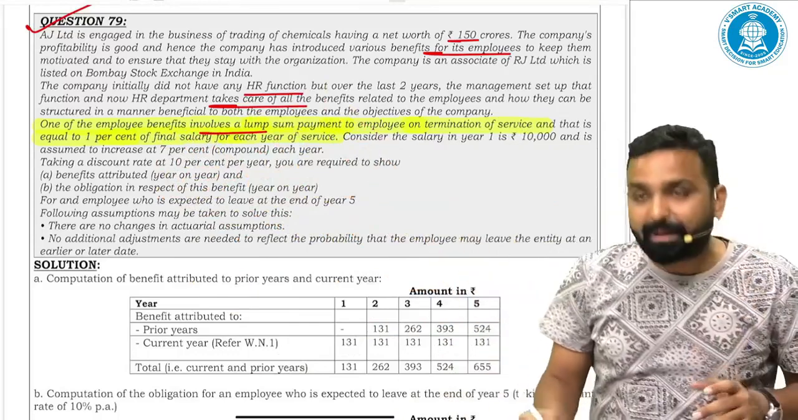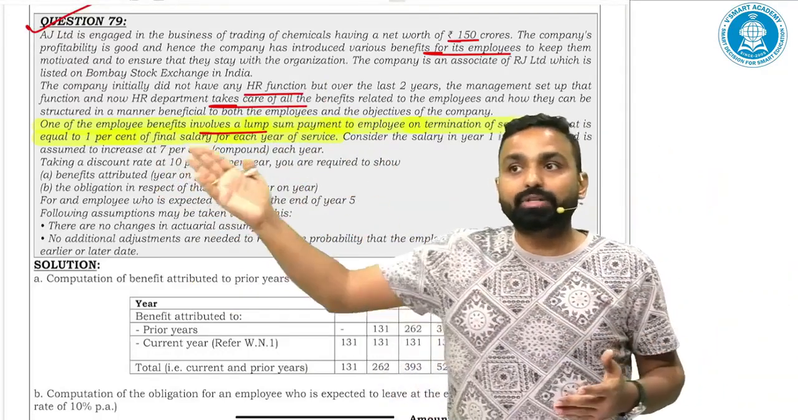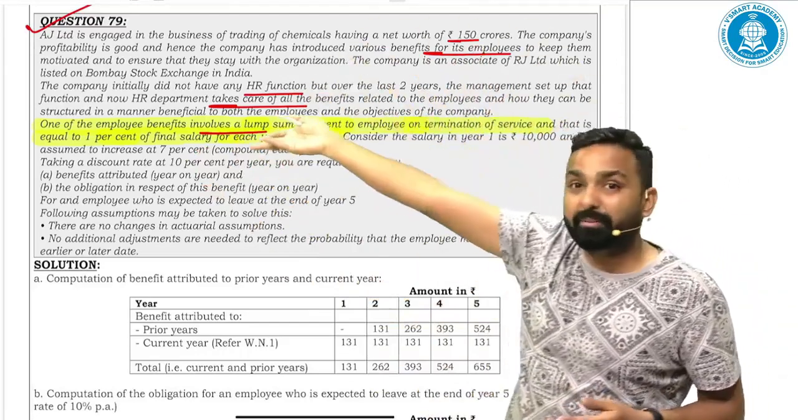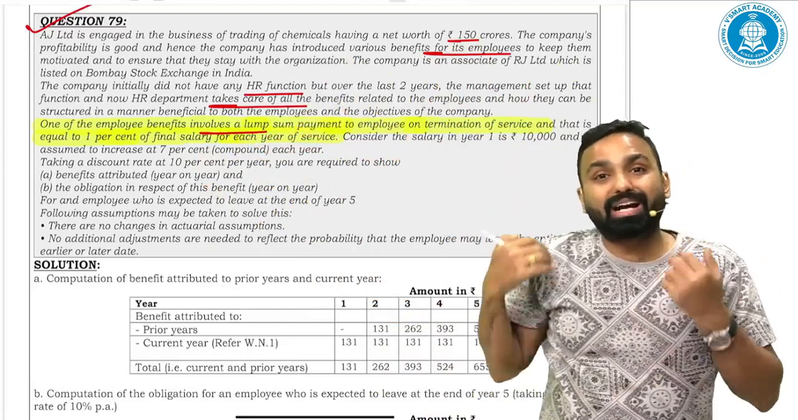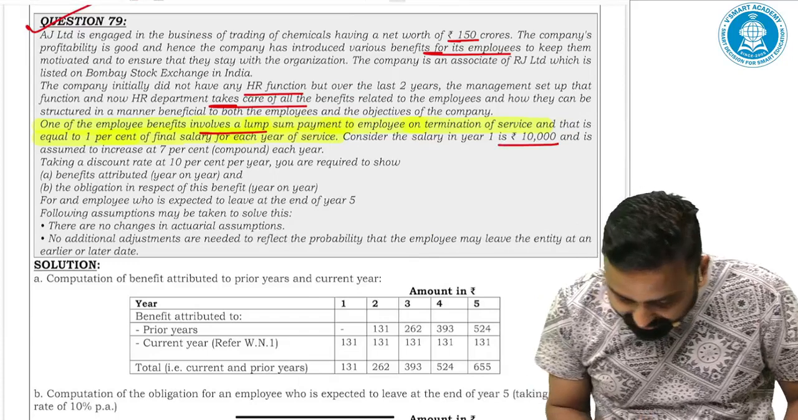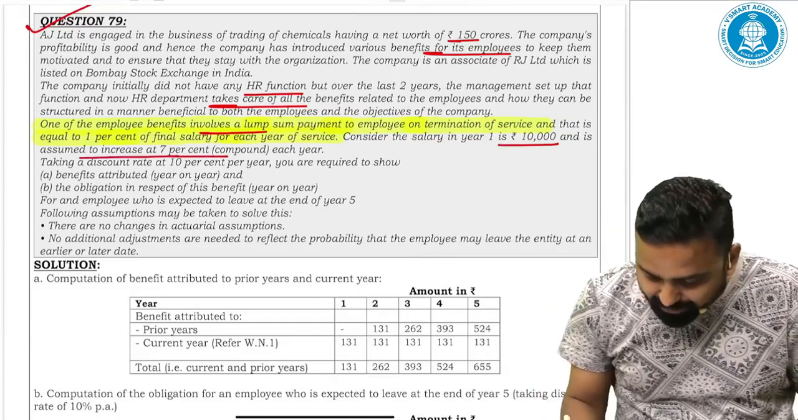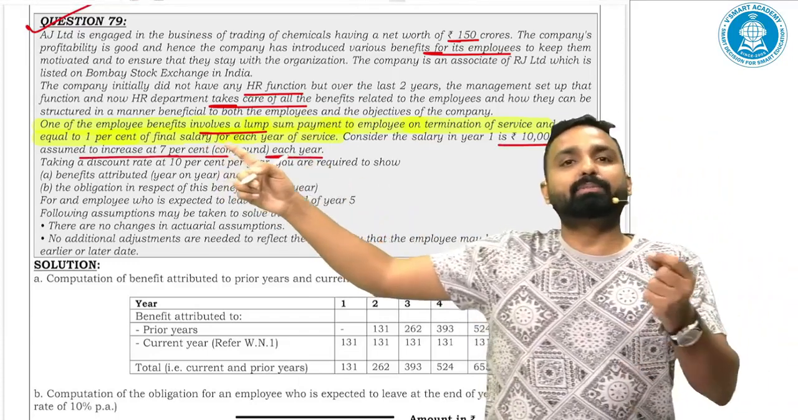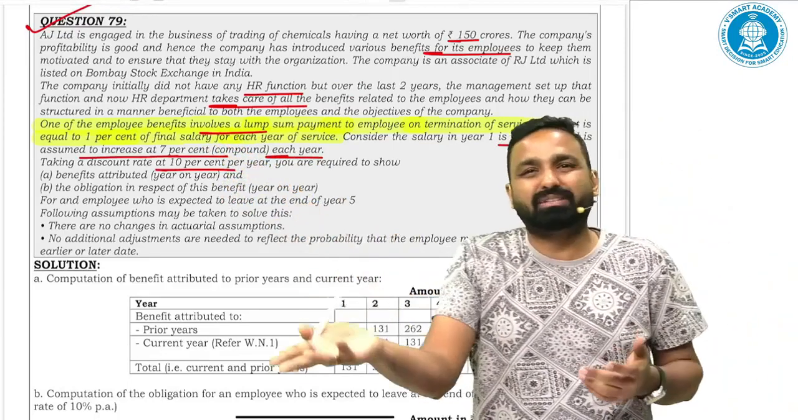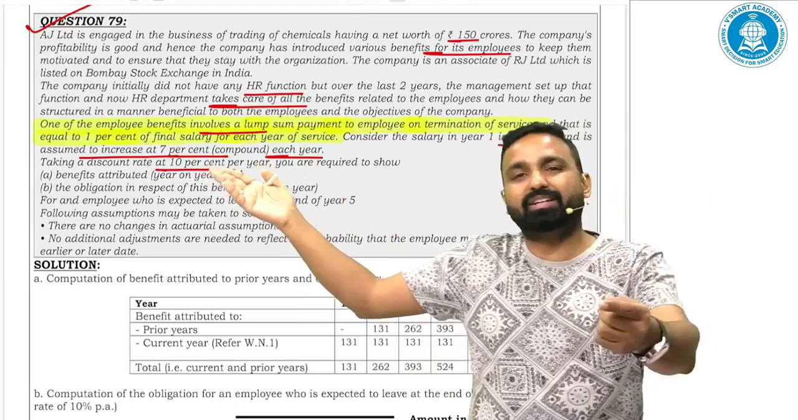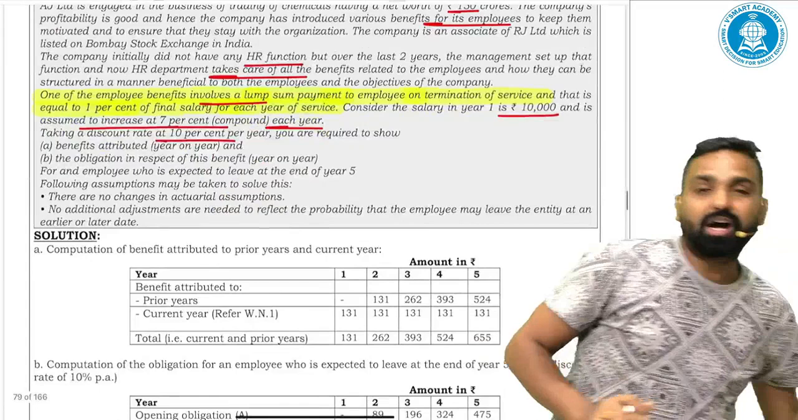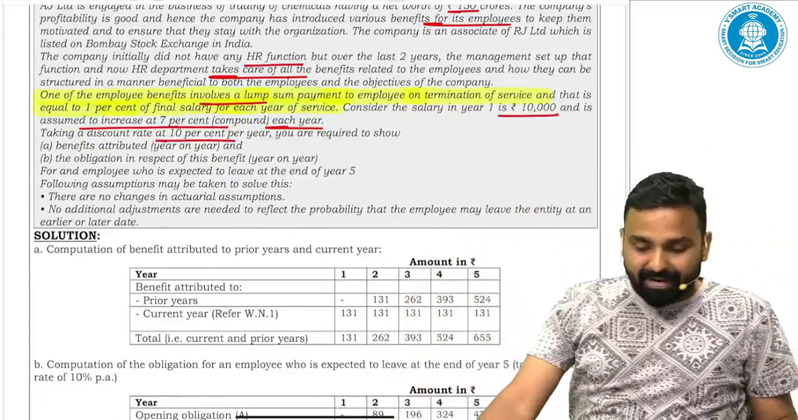Now, for a defined benefit plan, we need actuarial assumptions, because once the service is over, how much the salary will be in the future is an assumption, and the actuary will give us the assumption. Consider the salary in year 1 is 10,000 on average and is assumed to increase at 7% every year. This 7% is given by the actuary. We take a 10% discount rate, as we need the present value factor. The 10% discount rate is also given by the actuary. Now, it asks us to calculate the total defined benefit.